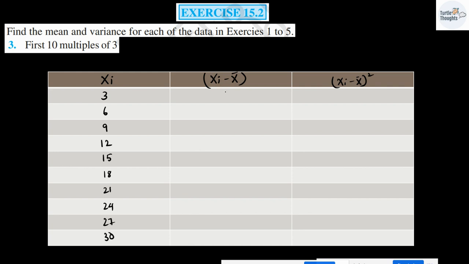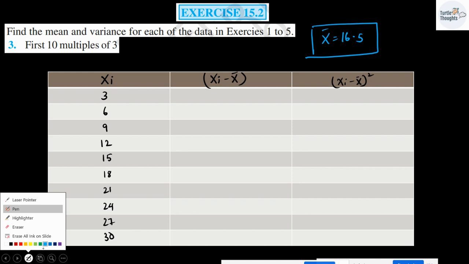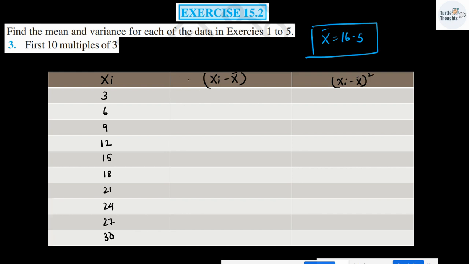Next, xi minus x bar. Let me take the value of x bar. X bar I have got as 16.5. Writing the same over here, I will be getting 3 minus 16.5, 6 minus 16.5, 9 minus 16.5, 12 minus 16.5, 15 minus 16.5, 18, 21, 24, 27, and 30. You should subtract 16.5 everywhere. You will be getting the value of xi minus x bar.